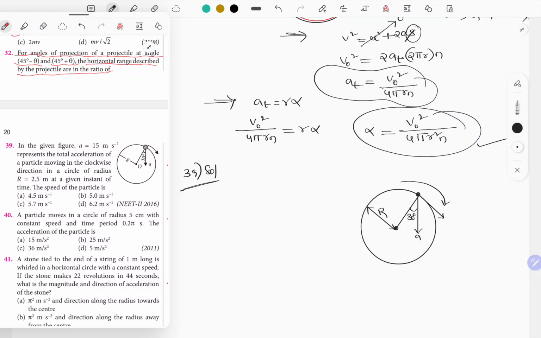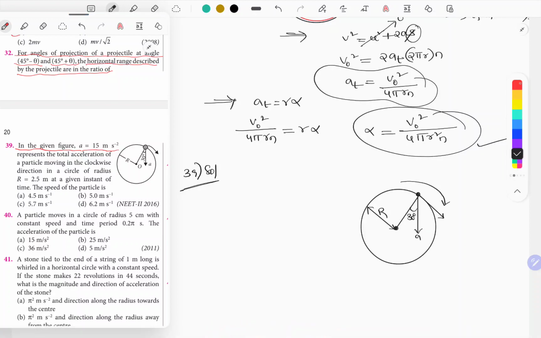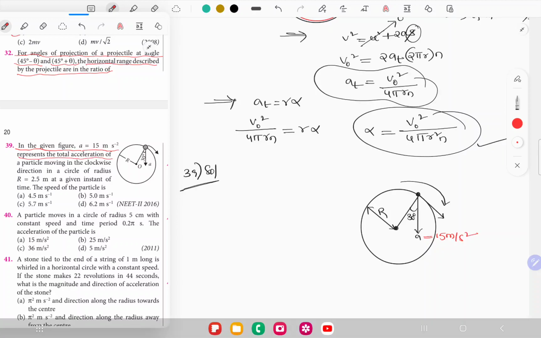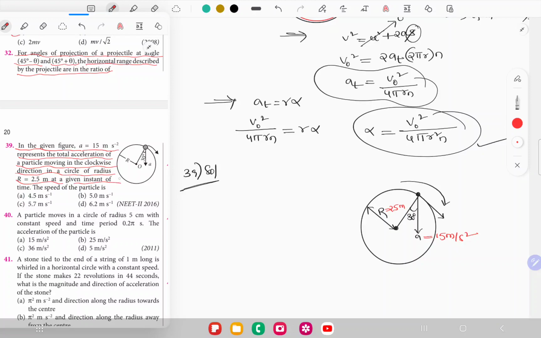First of all, let me read out the question. In the given figure, A is equal to 15 meter per second square. So this value of A they have already given. This A is nothing but the net acceleration. That represents the total acceleration of the particle moving in a clockwise direction in a circle of radius r, which is equal to 2.5 meter. They have given this value. At a given instant of time, they are asking for the speed of the particle.